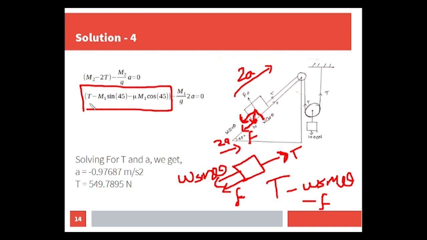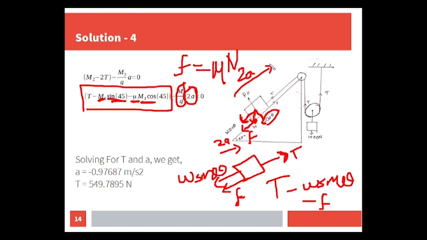This is the tension minus W sin theta, where W is the weight of the body, minus mu, the coefficient of friction, times m1 g cos theta, that is m1 g cos 45. You already know the friction is nothing but mu times the normal reaction. Here the normal reaction is equal to W cos theta, which we wrote as m1 g cos 45. W divided by g is nothing but the mass of the body. And here the term is m1 times 2A, since the block is moving upward with acceleration 2A.